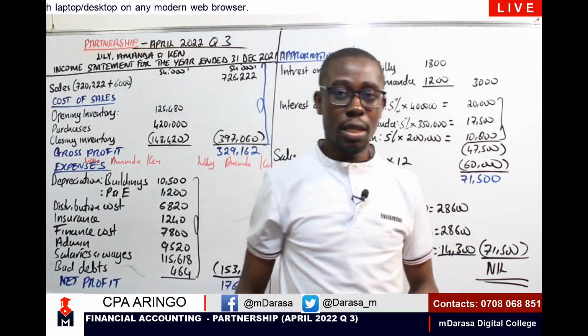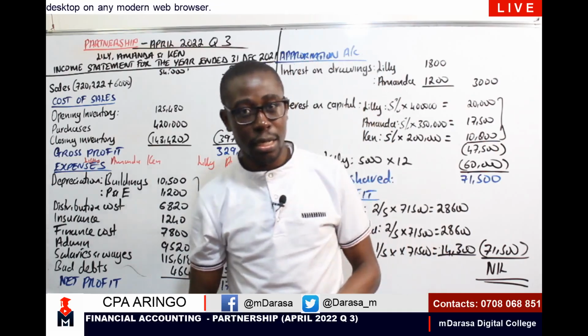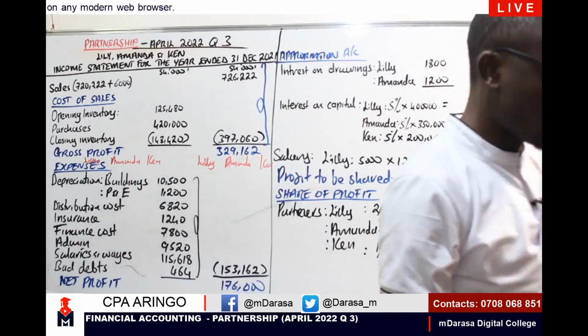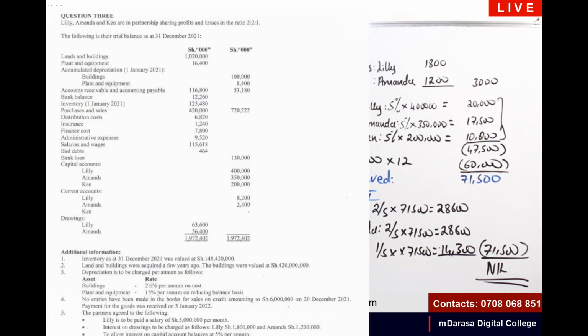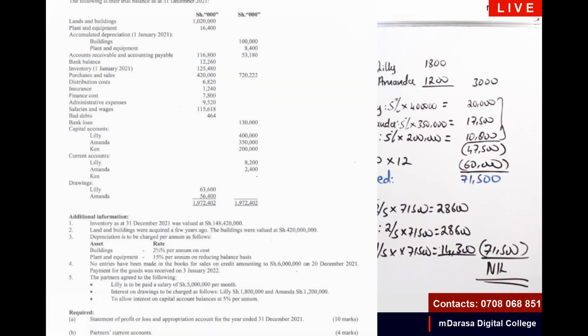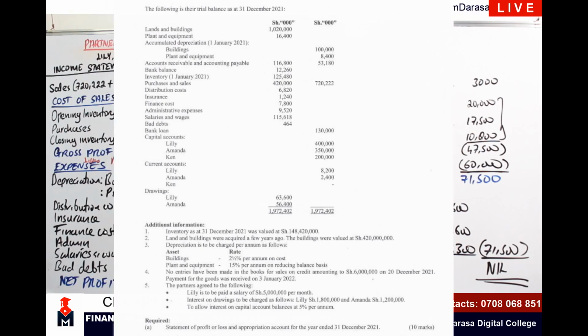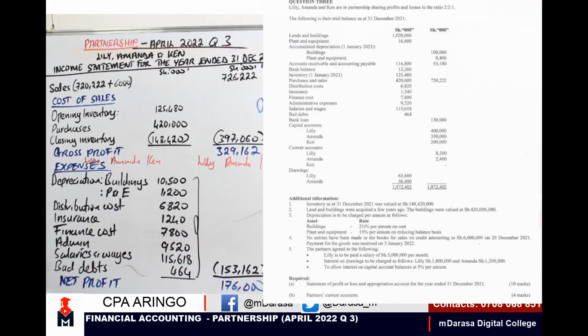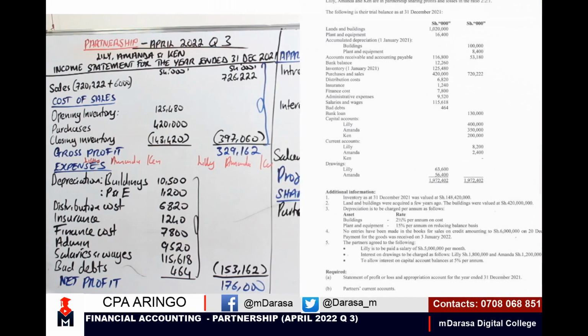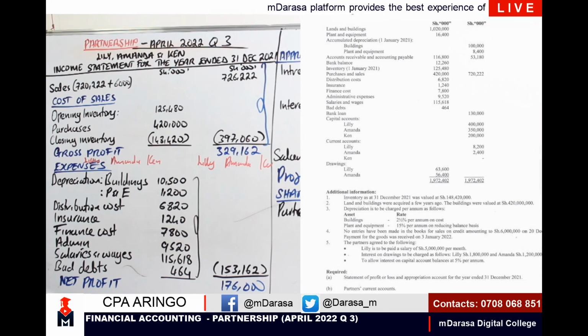Recalling our last class, we had handled up to the appropriation account. In our class today, I want us to handle the current account, because that was also part of the requirement in this question, where we were told to prepare our current account. We are also asked to prepare the partners' current account, so it will be very vital that we look at it. Let us prepare our current account.